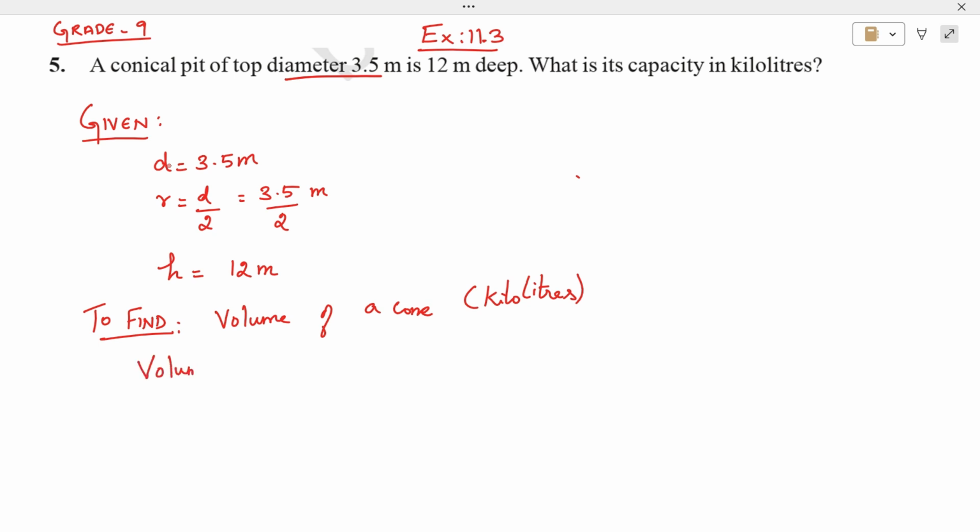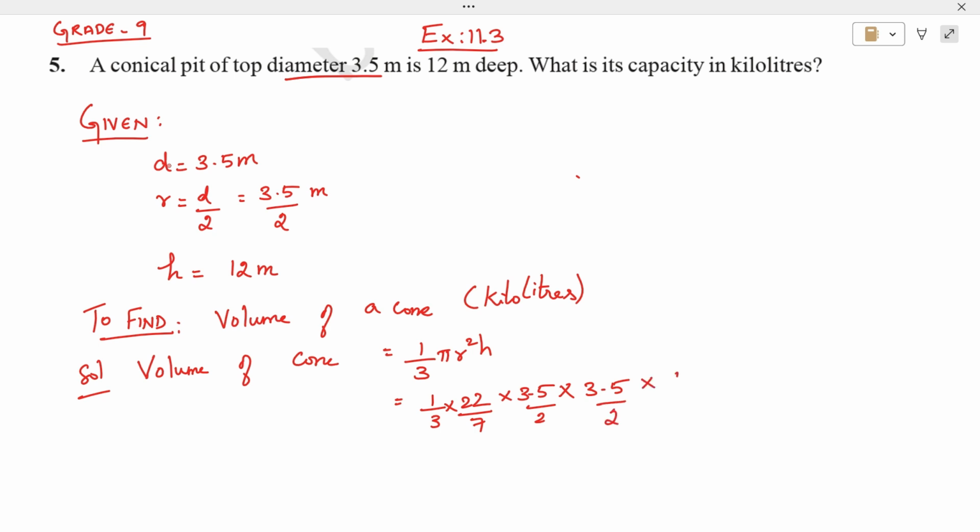So what is the formula for volume of a cone? That is 1 by 3 pi r square h, isn't it? So what is pi? It is 22 by 7. r is 3.5 by 2 times 3.5 by 2, and h is 12 meter, isn't it? Now cancel all the possible things. So 2 times 6 is 12, 2 times 3 is 6, then again 3 and 3 will get cancelled, and 7, 3.5 will cancel by 0.5 times.